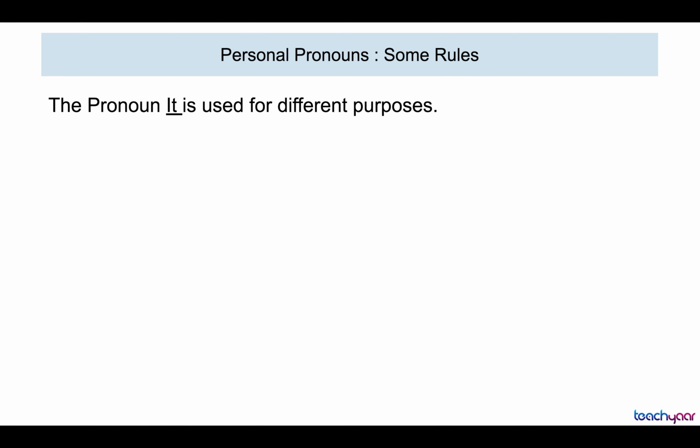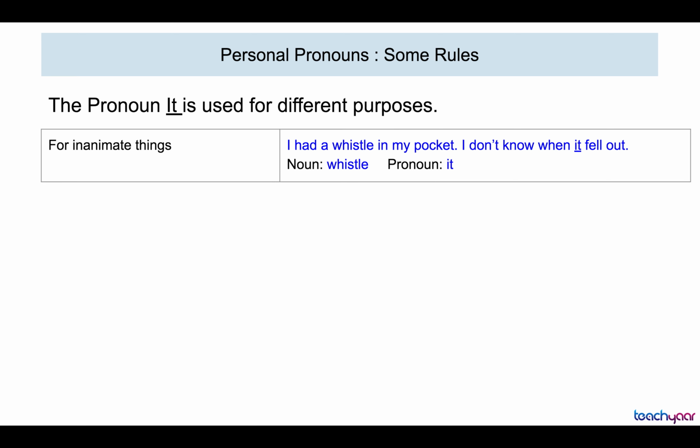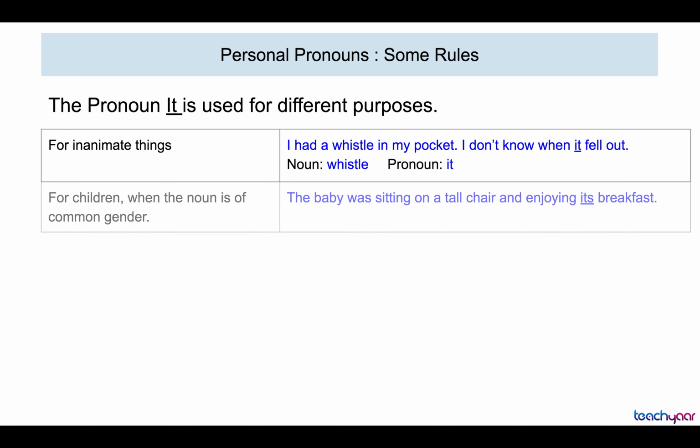Now let's come to the personal pronoun it. It is a pronoun which is used for a variety of purposes. For inanimate things. I had a whistle in my pocket. I don't know when it fell out. Now which is the noun here? Whistle, which was in your pocket. And then what happened? It fell out. So the pronoun used is it. So it is used for inanimate things.